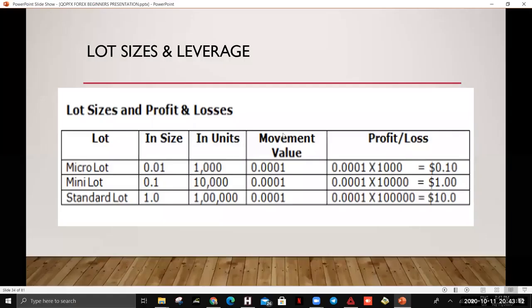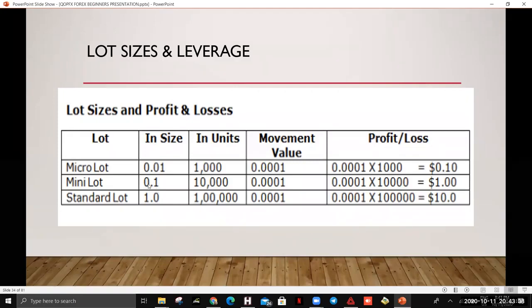1,000 units. That means the movement value is 0.0001. So if you have a $100 account and you take a trade using this lot size and you do 10 pips in the market, what you're going to get is $1 as a profit. If you're using 0.01 and you go for 10 pips, you get $1.